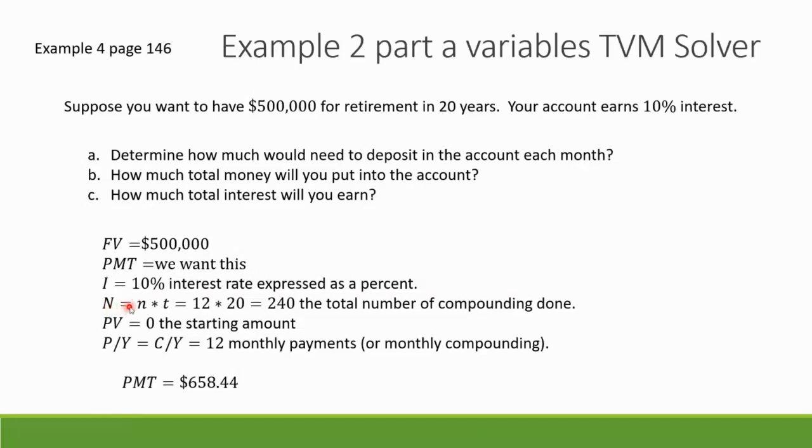Capital N, it's little n times t, which is basically the total number of compounding periods in the situation, or how many times the account is compounded. How many times in total the account is compounded, which in this case is 12 times 20, right? It's monthly because we're making monthly deposits. So the account is compounded monthly. So that's 12 times a year, 20 years. So there you go, 240. Remember, initially there's nothing in the account, right? So PV, present value, present meaning now, that's 0.